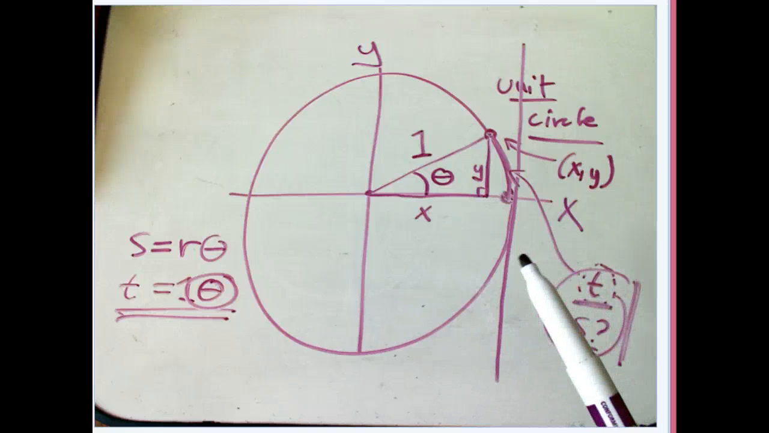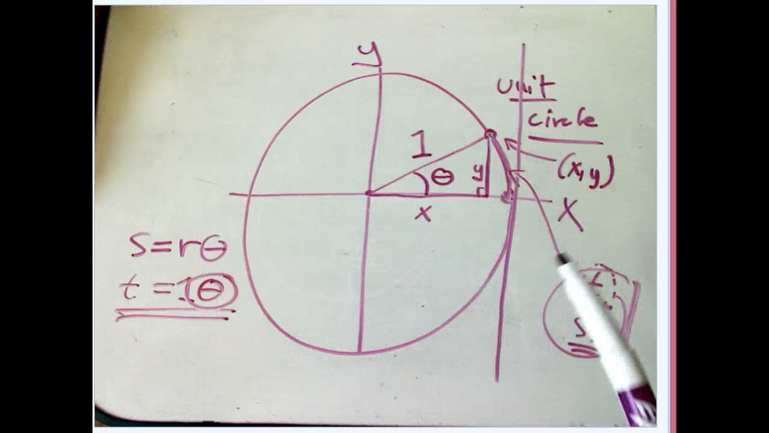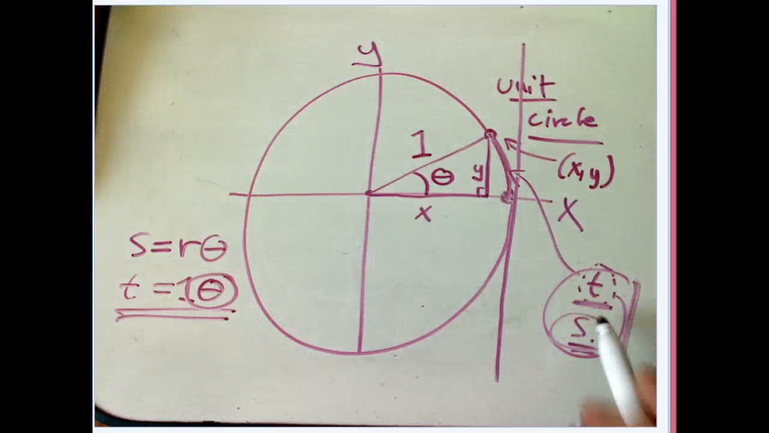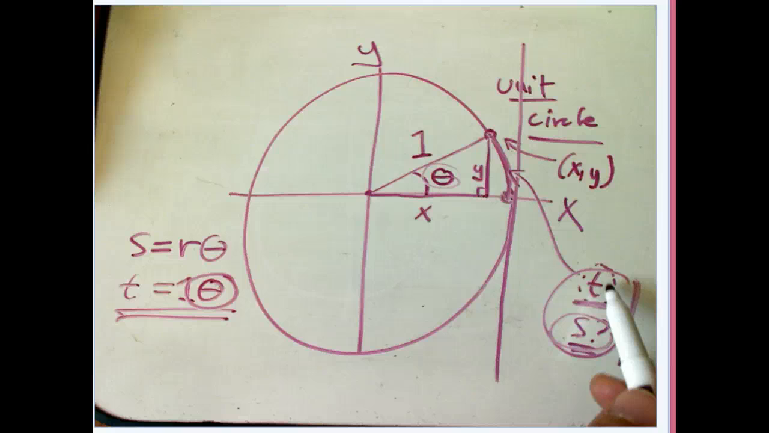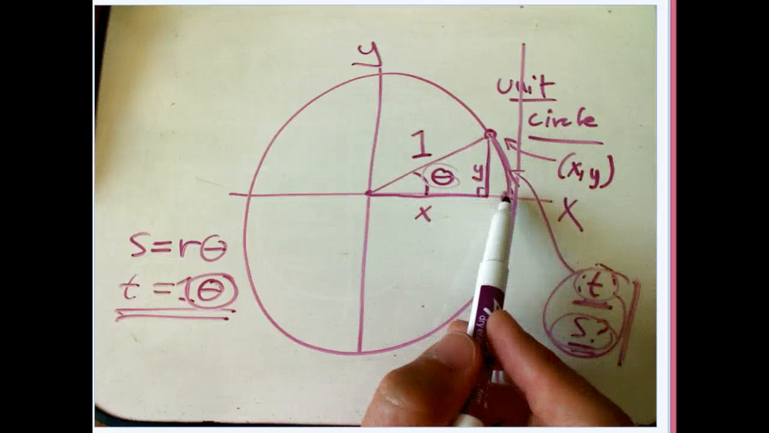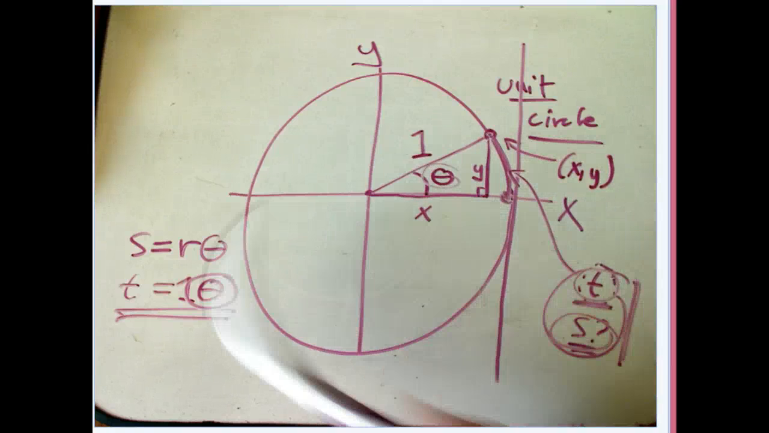I apologize for that. But they're just different perspectives. S we want to think of as arc length on a general circle. Theta we want to focus on this angle inside. T we want to think about as arc length on the unit circle. Well, if we use radians, they're all the same thing.